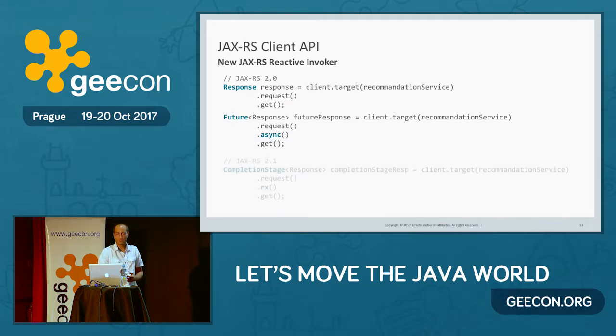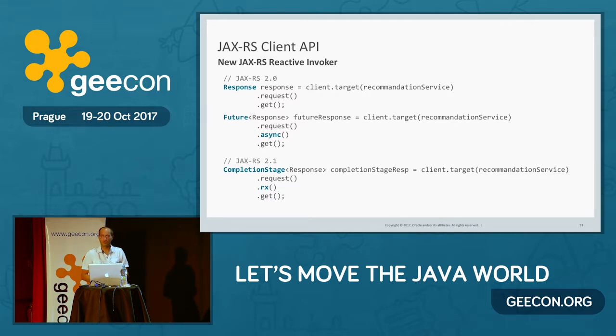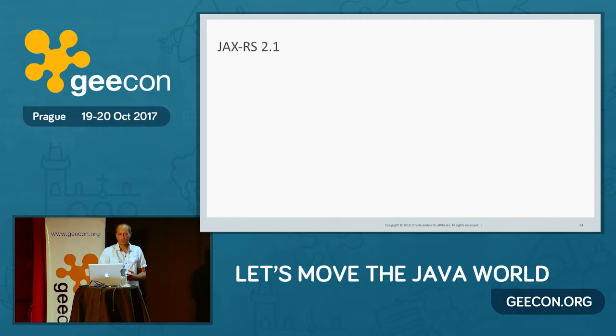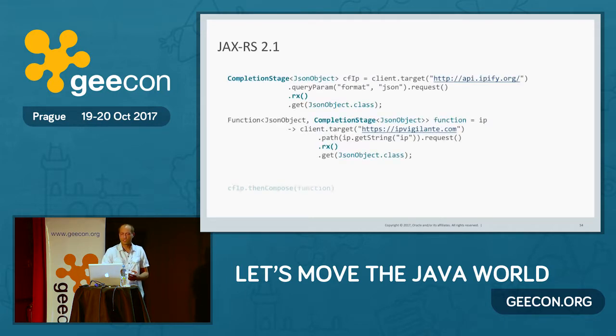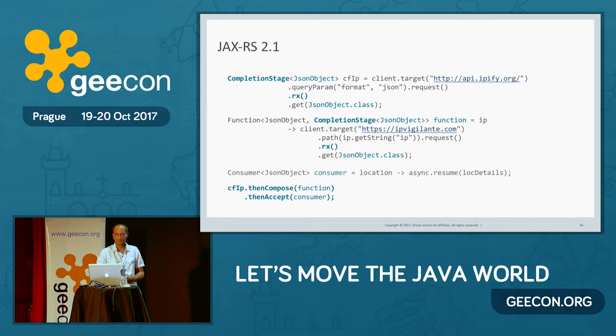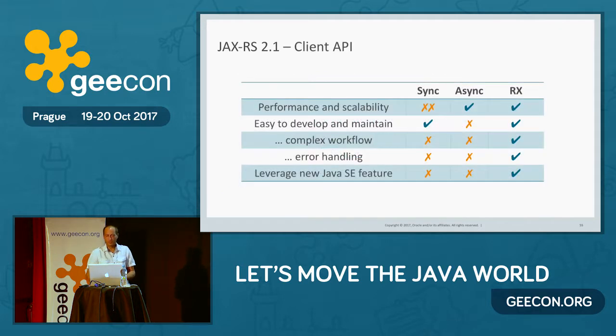In JAX-RS 2.1, a new reactive client has been added. Basically, this returns a completion stage. What this allows you to do is use the completion stage coming from Java SE 8, which really simplifies your code. Another benefit is that it improves performance and scalability. It's easier to develop and maintain, and it leverages new Java SE features. One of the goals of EE 8 was to build it on top of SE 8 and try to leverage some of the features introduced there.